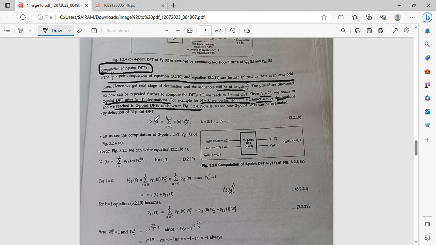So now let's see how 2-point DFTs can be evaluated. Yes, let's see that.